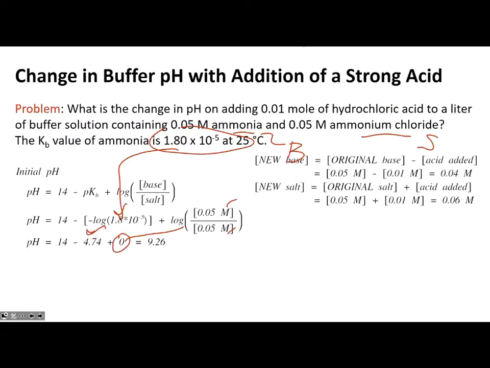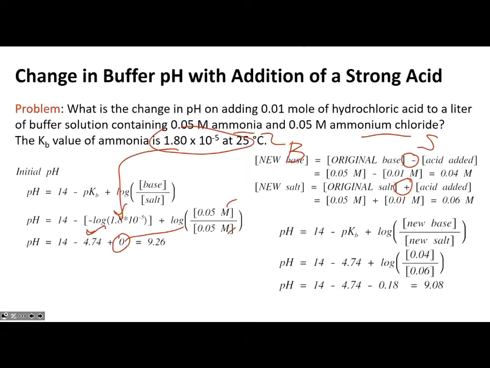Remember, the concentration of the base is going to go down by the same molar concentration of the acid added. Since we added 0.01 molar, or moles per liter, our original 0.05 minus that gives you 0.04 molar for the base. For the salt, remember the base is going down, but the salt is going to go up. So the salt is 0.05 initial plus the concentration of the acid we added, 0.01, so we now have a 0.06 molar concentration of the salt.